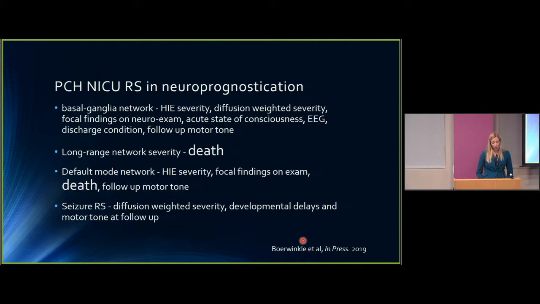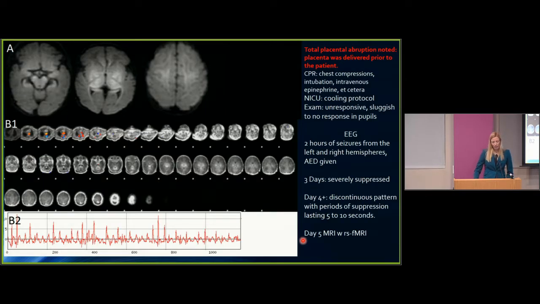As far as the seizure sources, they interestingly predicted developmental delays in motor tone, but not so much seizures in the long run, which after an acute brain injury, we do generally have a pattern of difficult to control seizures in the first 2 weeks, which doesn't necessarily mean that that child will go on to have epilepsy, but it's interesting to see that it does correlate with early developmental delays. This is the first neonate in the world to have resting state correlate with death prior to that individual dying.